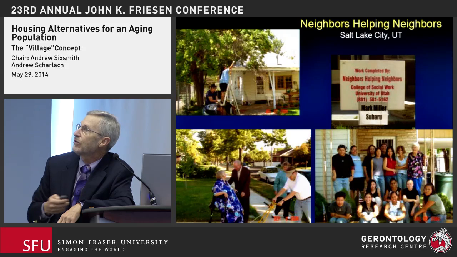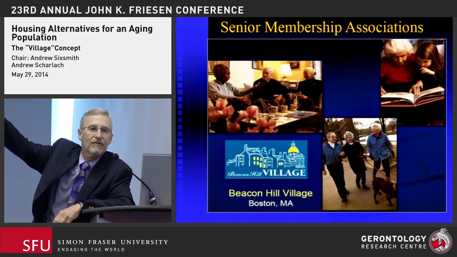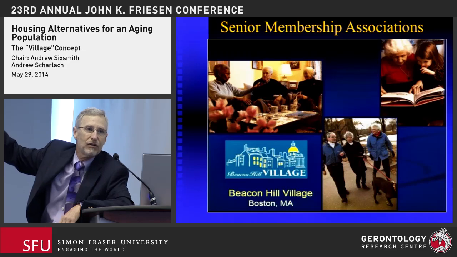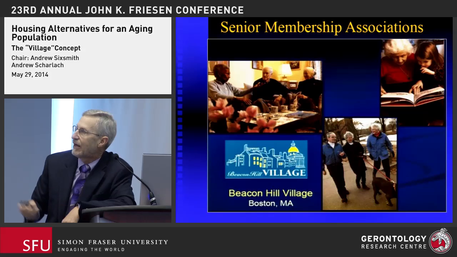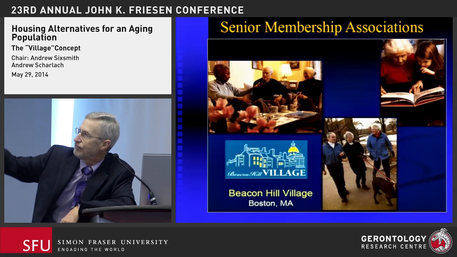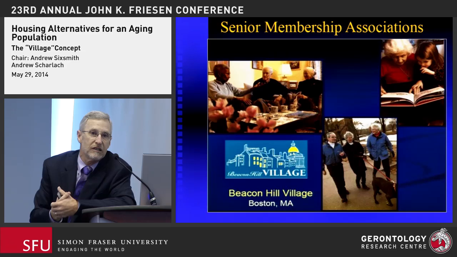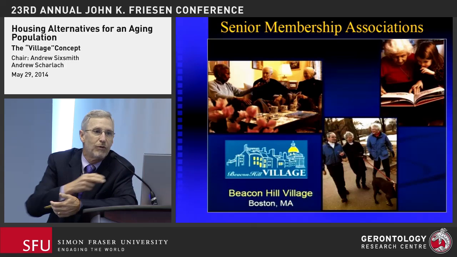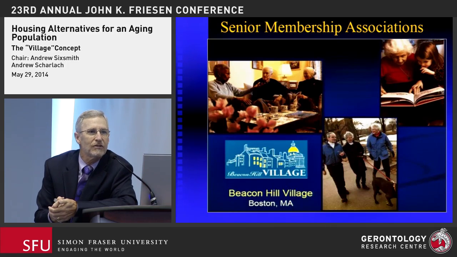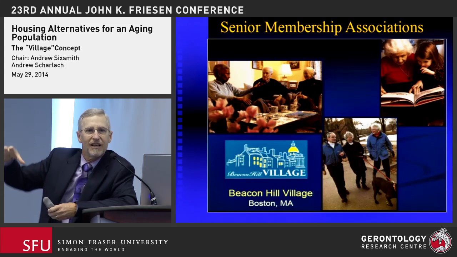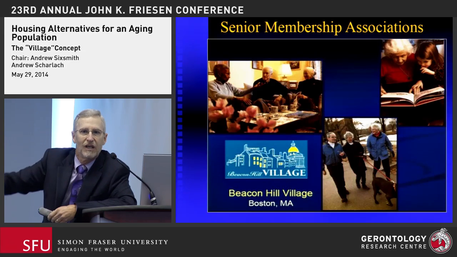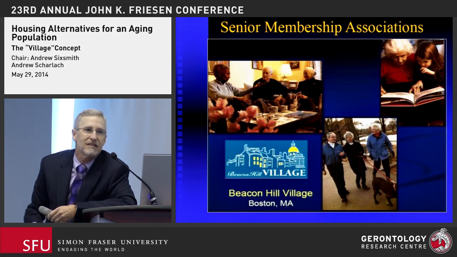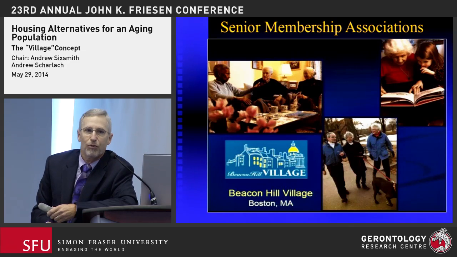Now, this particular village model is really a model of senior membership associations. I'll tell you more about that in the next slide. But it's the idea of organizing older adults. The first village that we talk about was in Boston, in the Beacon Hill neighborhood. Anybody here ever been to Beacon Hill? A couple of people. Okay, so this is a very, very old part of Boston. It's all cobblestone paved. It's on a hill behind the State House. And it's probably one of the least aging-friendly environments you can imagine.